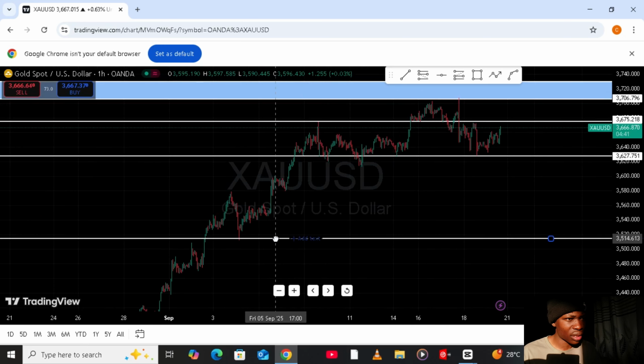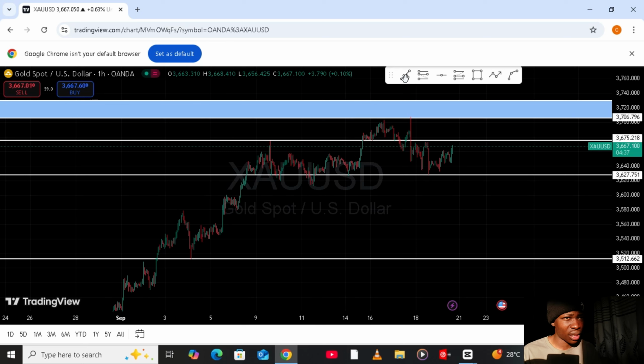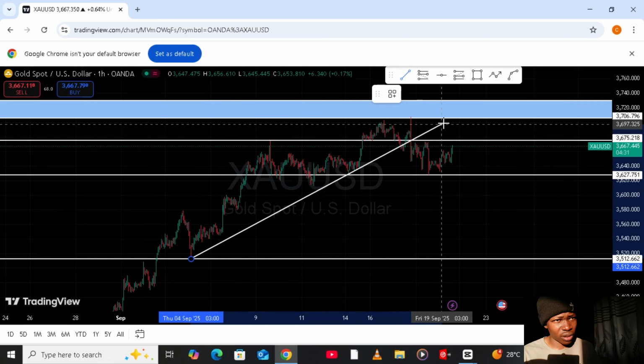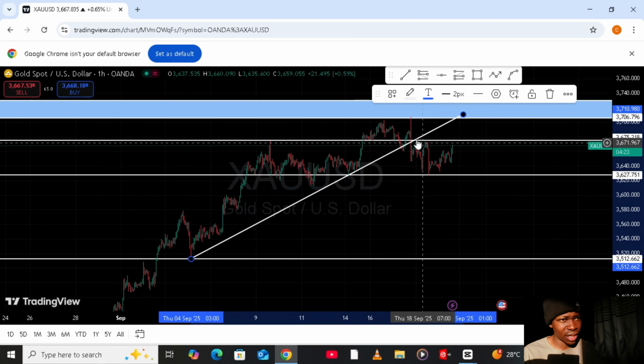Okay, let's fix this to here so our trend line can make sense. I'm gonna start my trend line from here and go up like this. Now I know we have to retest our trend line. So this didn't count as a retest. Gold might buy until this high right here.